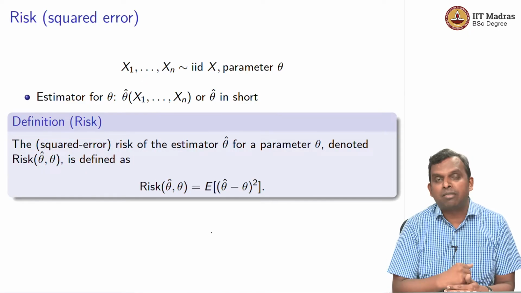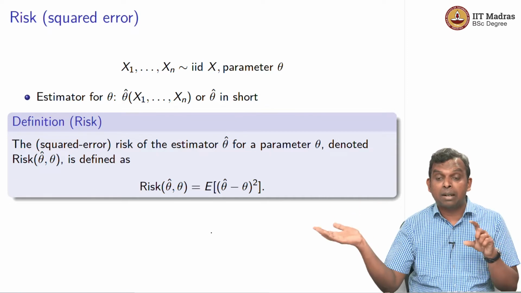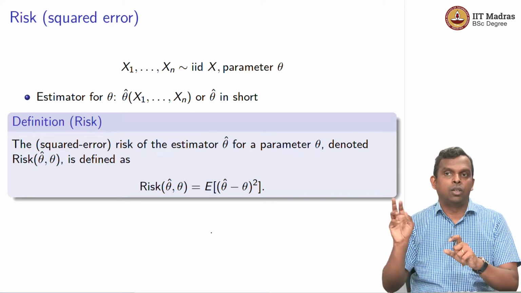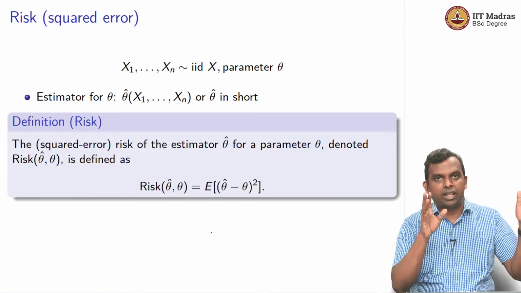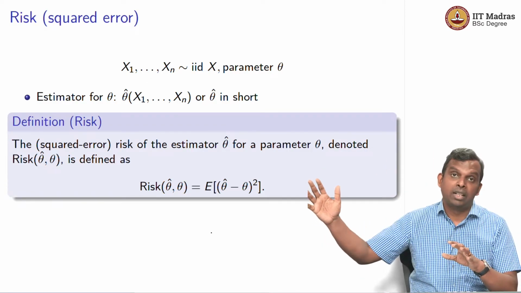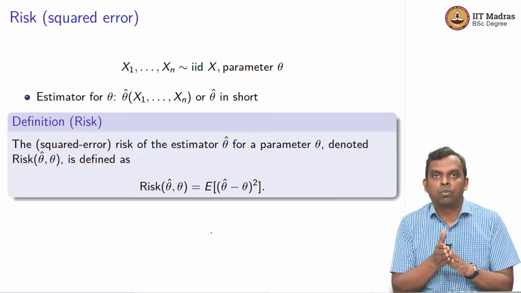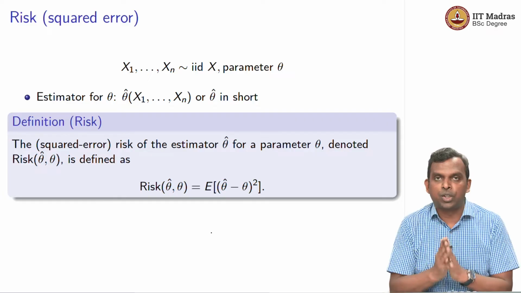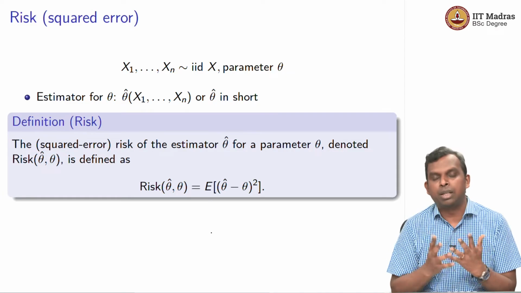A better way to measure it is using something like risk, which puts a penalty of (theta hat minus theta) the whole squared. Whether you go to the right of theta or to the left of theta, once you square it, you get a large positive quantity and you take the expected value of that. So if the risk is small, you definitely know for sure that your theta hat is most likely to be around theta.